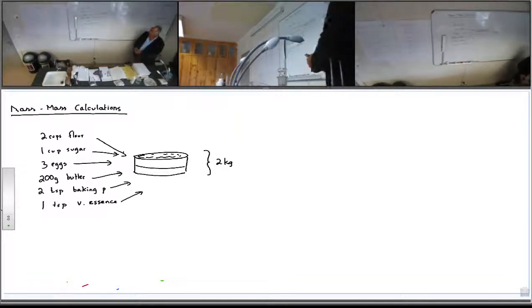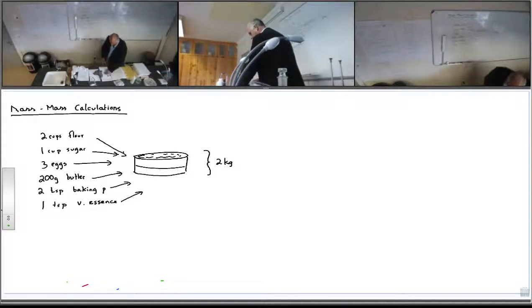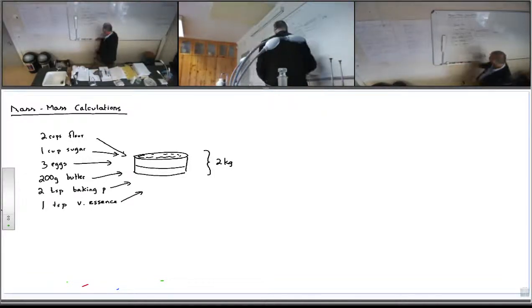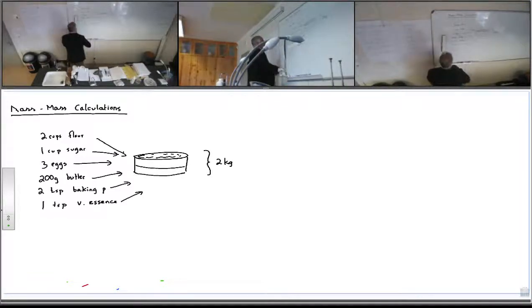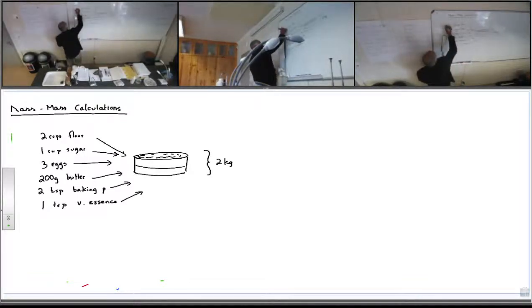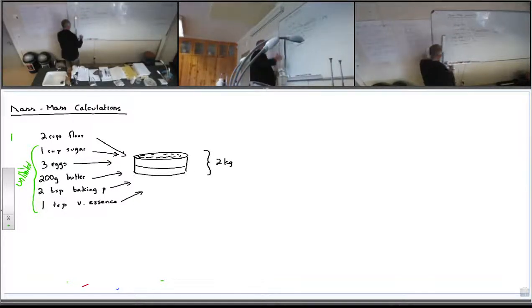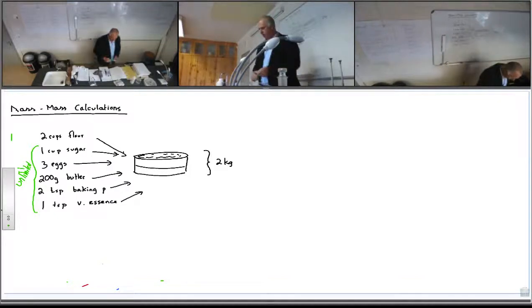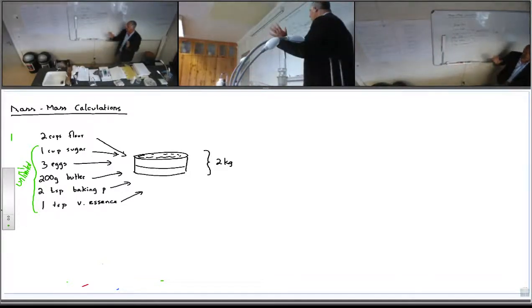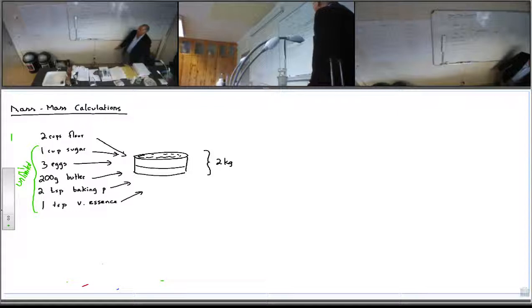Okay. Now if I said to you, okay, that's all very well, you happen to have in your cupboard 10 cups of flour, and you have unlimited of everything else. You've got plenty of sugar, plenty of butter, plenty of everything else, and 10 cups of flour. Could you tell me what mass the cakes would be that you would bake, or how many cakes you'd be able to bake?